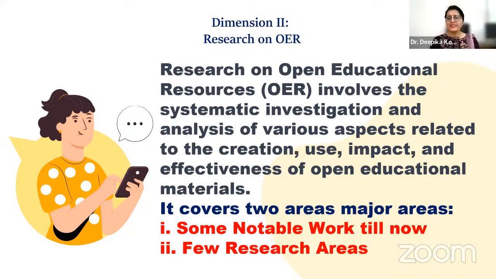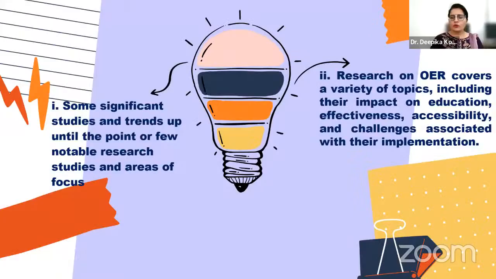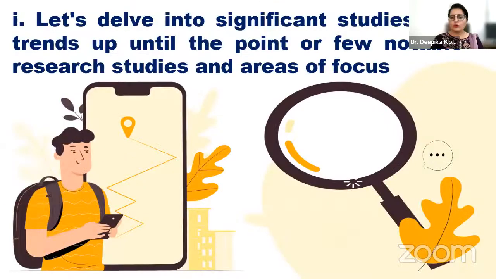Basically, it will cover 2 major areas. First of all, I'll show you some of the notable work which has already been done on OERs till now. Then I'll mention a few research areas which will help you know the prospective areas where you can conduct your researches, right? Now, 2 things are important: some significant studies and trends up until now. Research on OER covers a variety of topics, including the impact on education, effectiveness, accessibility, and challenges. Let's delve into the significant studies and trends up till now.